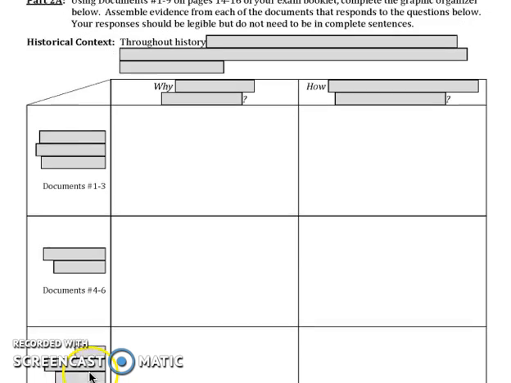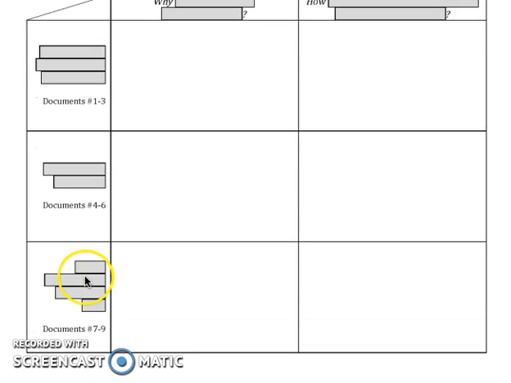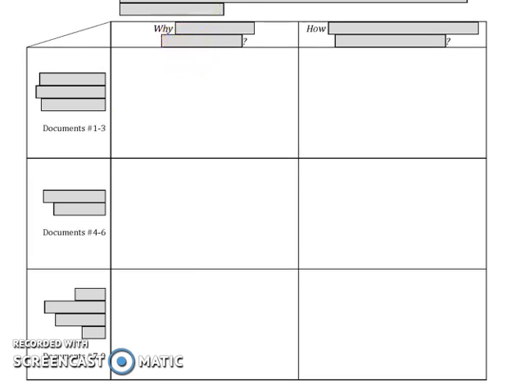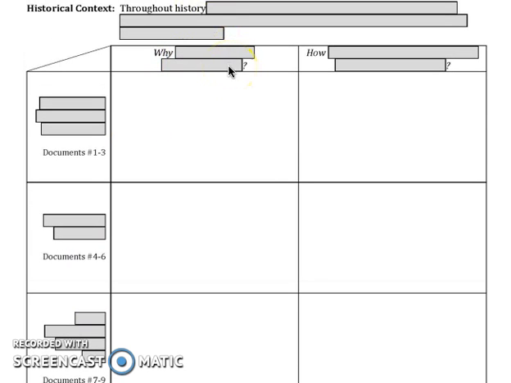All of the documents you'll be reading, 1 through 3, 4 through 6, and 7 through 9, will deal with answering this question that you are given. So what you will be doing for the purposes of this chart is looking at what's in common between documents 1 through 3 in answering this why and how question. What's in common in 4 through 6 in answering the why and how. Same thing through 7 through 9.